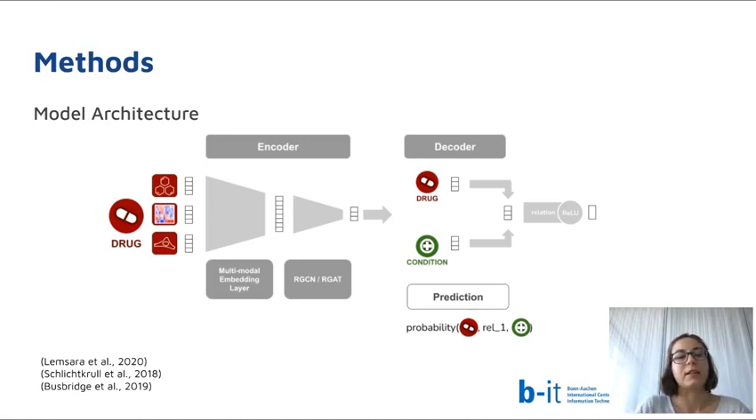And then in the decoder, we can use a representation of a triple, meaning a drug that has a certain relation of type side effect, for example, to a certain condition. And with the decoder, we can use this information to predict the probability of a certain drug related to a certain condition as a type of side effect.